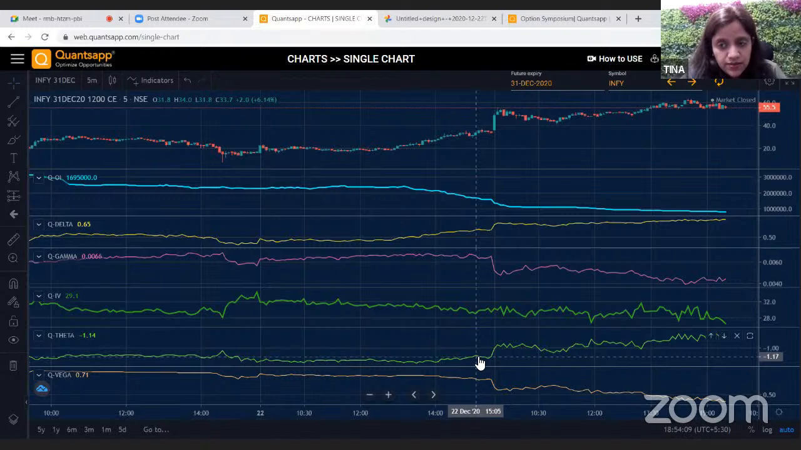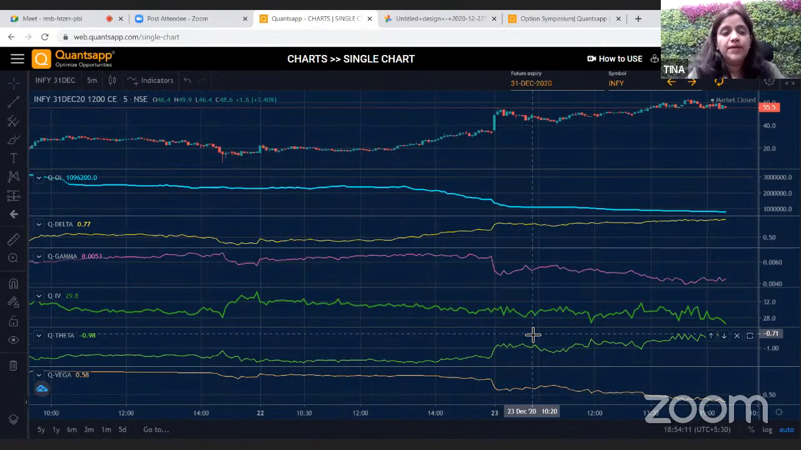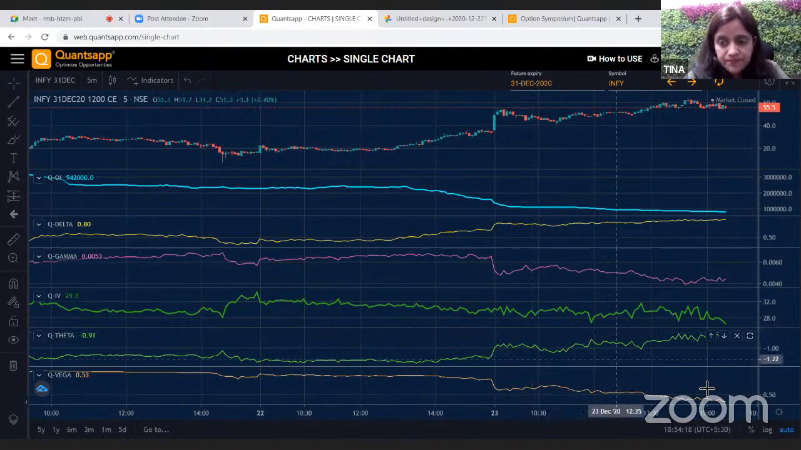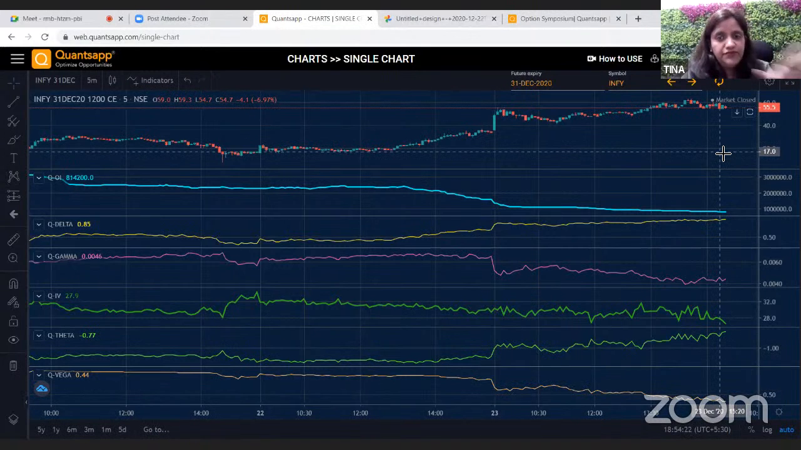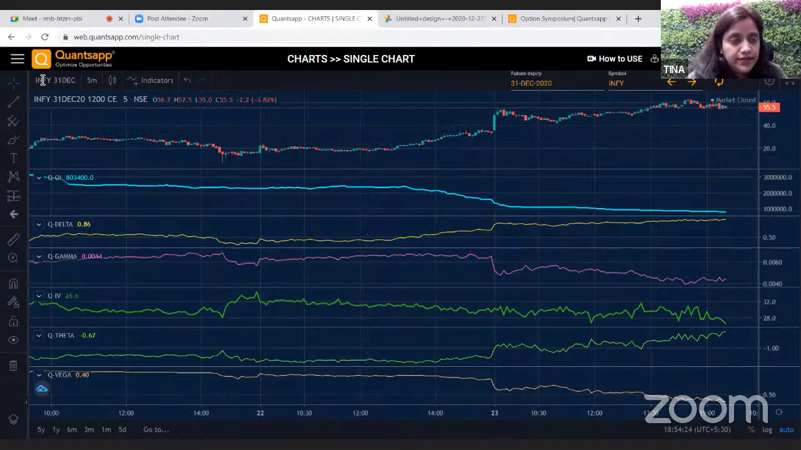Then theta. Though it has inched up, it is not significant because the directional move is significantly higher than anything lost because of time. And the vega. So you have a complete bird's eye view of how the underlying is moving.